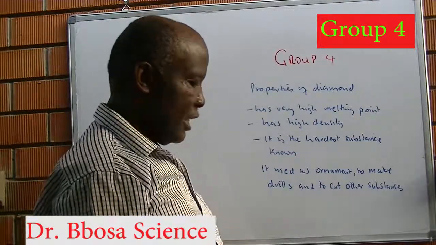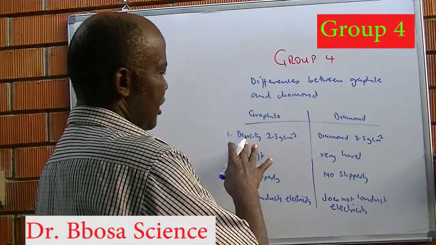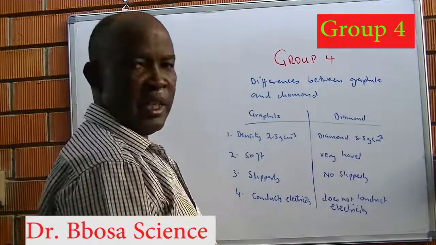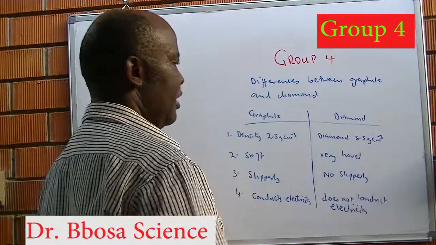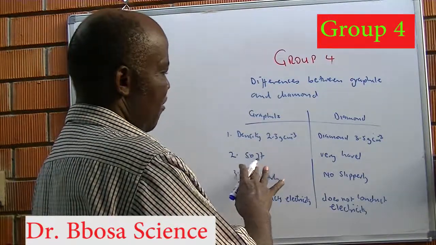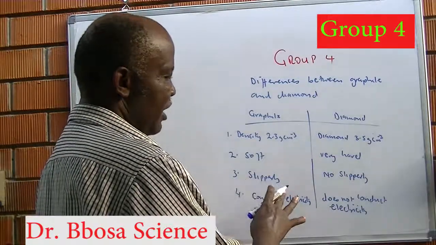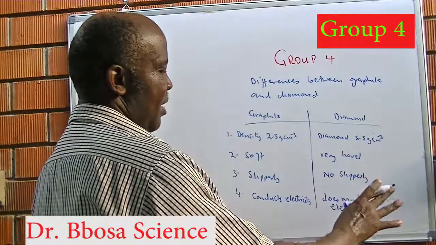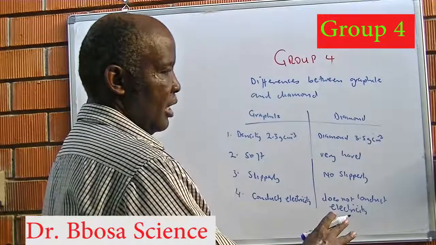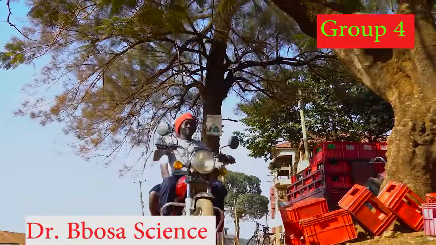Differences between graphite and diamond. The density of graphite is 2.3 grams per centimeter cubed. The density of diamond is 3.5 grams per centimeter cubed. Graphite is soft. Diamond is very hard. Graphite is slippery. Diamond is not slippery. Graphite conducts electricity. Diamond does not conduct electricity.